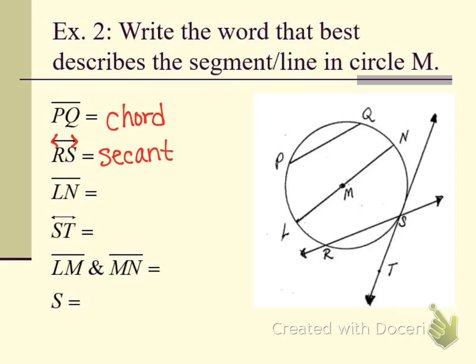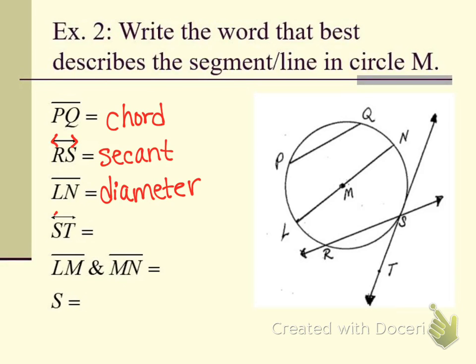Next up, we've got segment LN. Segment LN is a diameter. It goes through the circle, touching it at 2 points, and it goes through the center, making it a diameter.